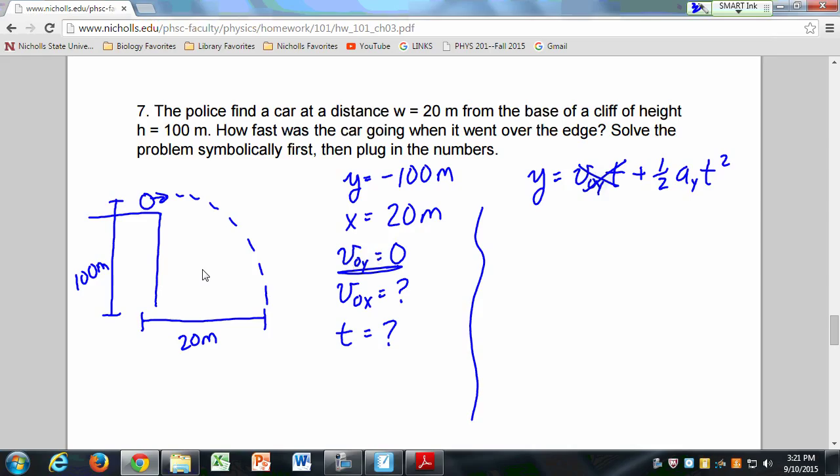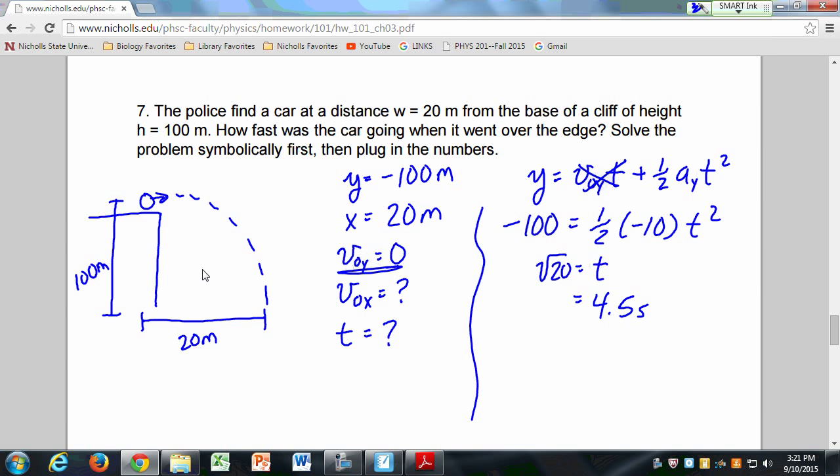All right. So anyway, it's an easy problem because I have to solve the quadratic. So I have negative 100 equals 1/2 of negative 10 times t squared. That is 100 divided by 5. So it's the square root of 20 is t. That's 4.5 seconds.